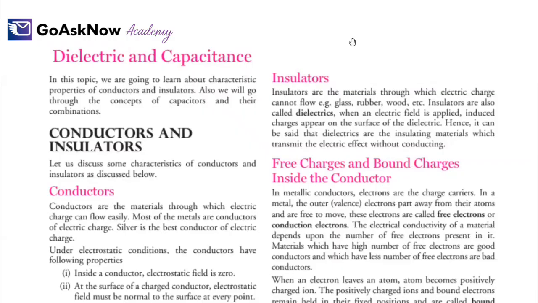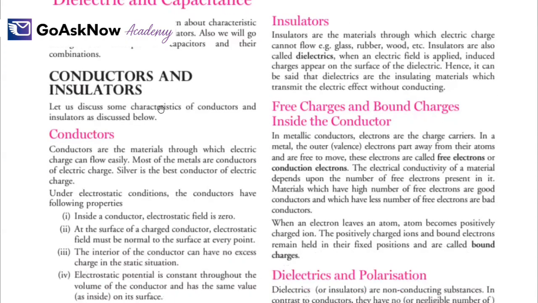So in this chapter, we will see what are conductors and insulators, and also we will see the combination of capacitance. That is very important for you. Okay, so let's move. First topic is conductors and insulators. So we have to discuss the basic differences between them.